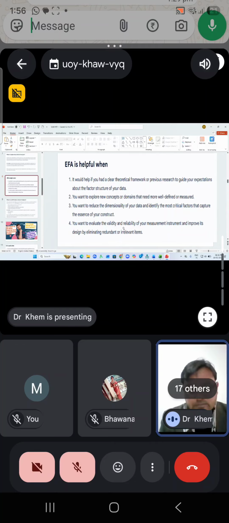Let's suppose I'm giving an example: I'm checking consumer perception related to electronic products, or maybe EV, electric vehicles. So my question is, I'm checking the consumer perception towards electric vehicles.